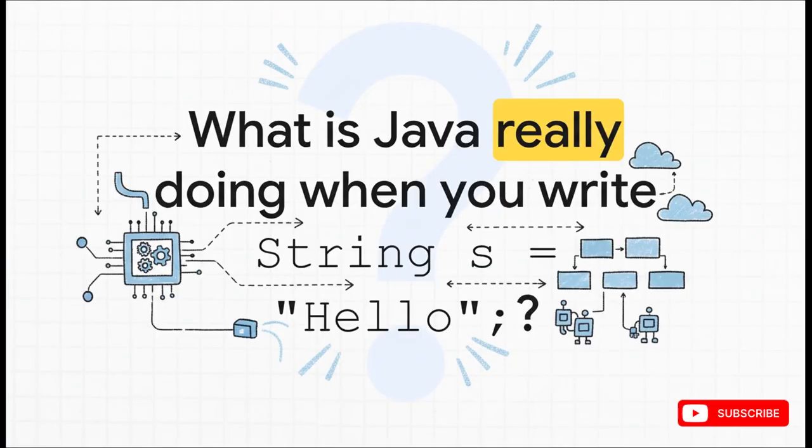I mean, how many times have you typed this line? 1,000? 10,000? It feels like the simplest thing in the world. But behind the scenes, the JVM is doing a little dance, a series of super specific, highly optimized moves. Understanding that dance is the key to mastering strings.